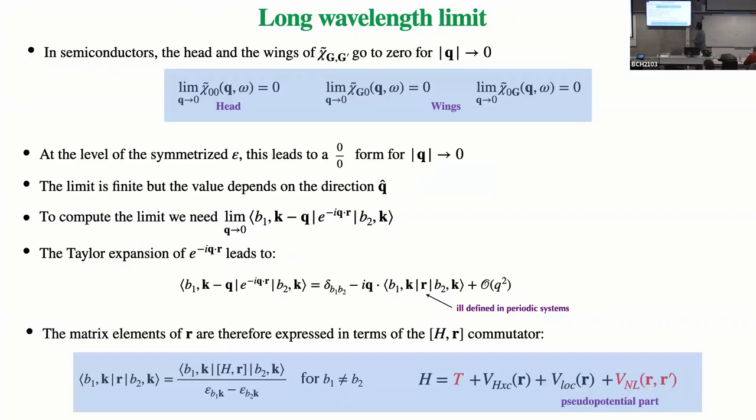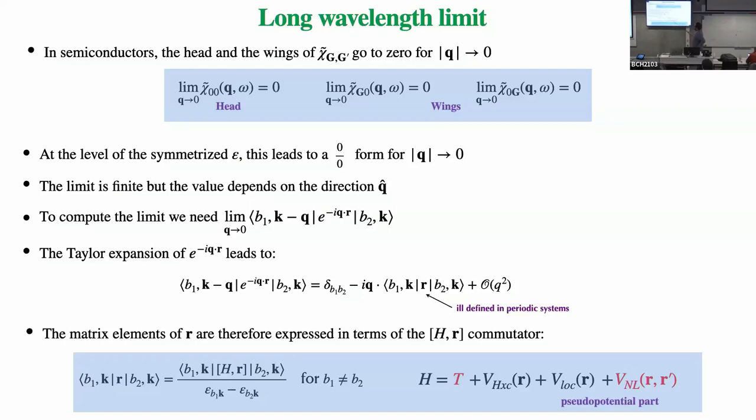Another point that I would like to mention is that in semiconductors, the head and the wings, the head refers to the 0-0 component, and the wings refer to the G0 or the 0G component. They tend to zero in the long wavelength limit. When we compute epsilon, we have to multiply chi tilde by the bare Coulomb interaction. So in principle, we have an ill-defined form, 0/0 form. But this expression is finite in the long wavelength limit.